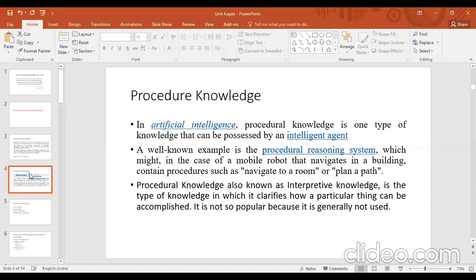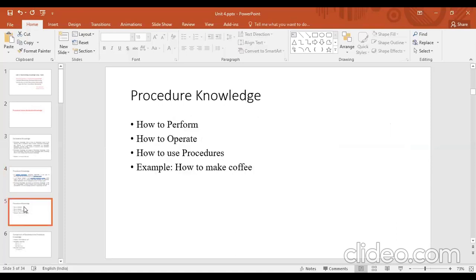Now I give one example for procedural knowledge. You have to solve a procedural problem using procedural knowledge. Three things are important. First of all, you know how to perform, how to operate, and how to use the procedure. For example, I give one: how to make coffee. You are given a task to make coffee, so you require some ingredients, a mug and a vessel. This is a procedure, and you have to follow it one by one. At last you cook the coffee.